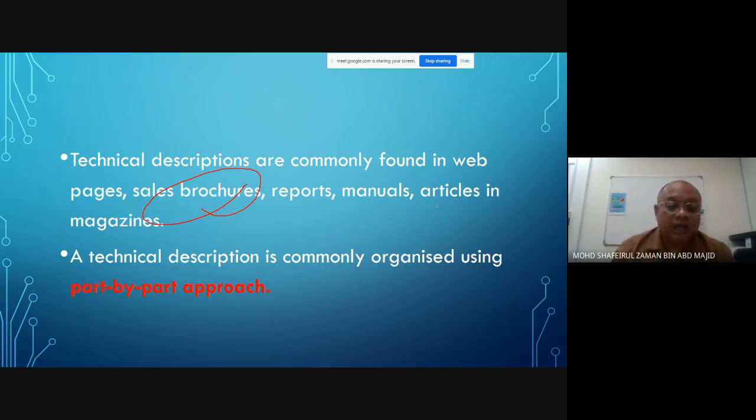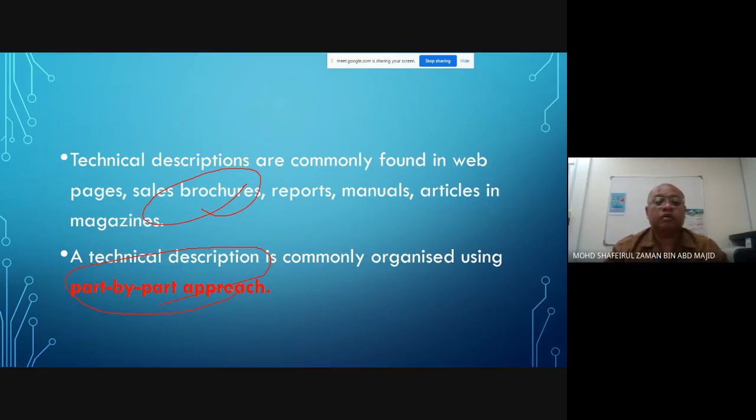When it comes to technical description, you are using the part by part approach. So what does it mean by part by part approach? When you are explaining about a product, for example, a new laptop that you have bought, you are going to go part by part.